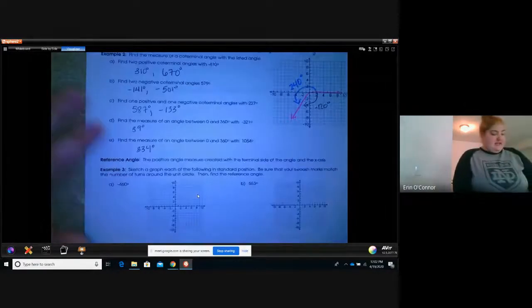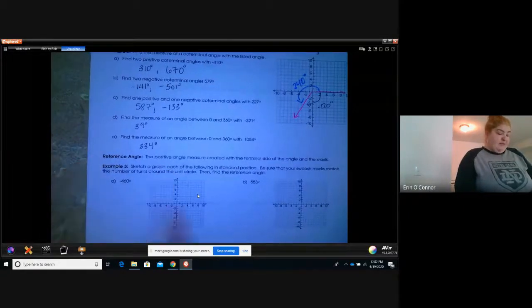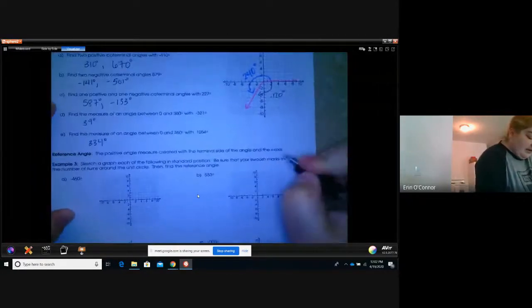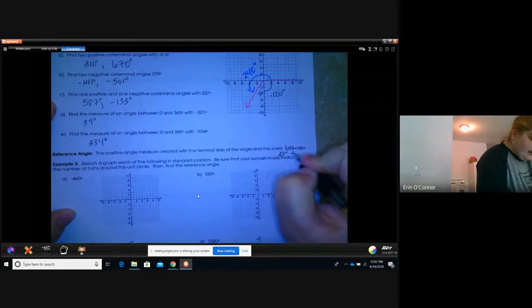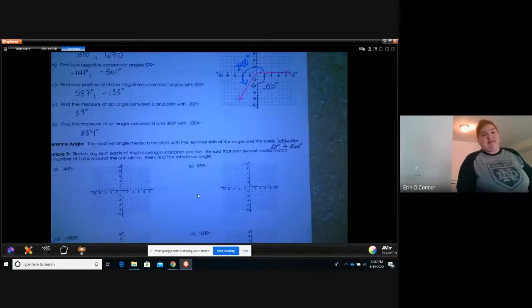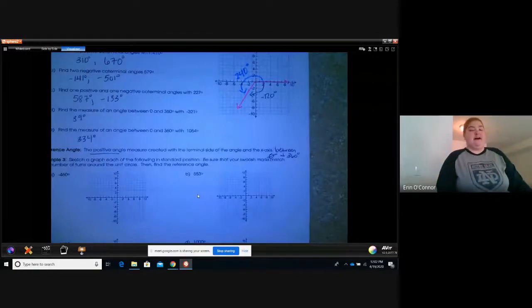And the reason we did these last two is those are called reference angles. They're a positive angle measure created with the terminal side of the angle and the x-axis between, and these are going to be between 0 degrees and 360 degrees. That's how you find a reference angle. And it's going to be positive. It has to be positive.